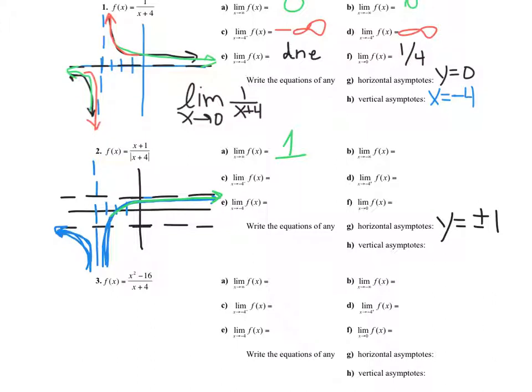Okay. The other way is as we're going out towards negative infinity, what's this going towards? -1. Okay?